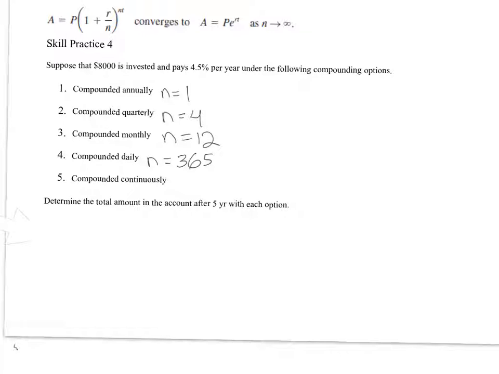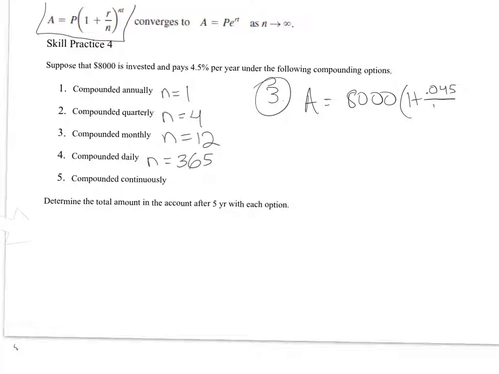I'll just look at 2. Let's look at number 3. This is what we have going on for problem number 3. It's compounded monthly, so I'm using this formula right here. We have A equals P. The amount that we invest is $8,000, times 1 plus our rate. Our rate is 4.5, so we have 0.045, and we're going to divide that by n, and in this case, our n is 12.